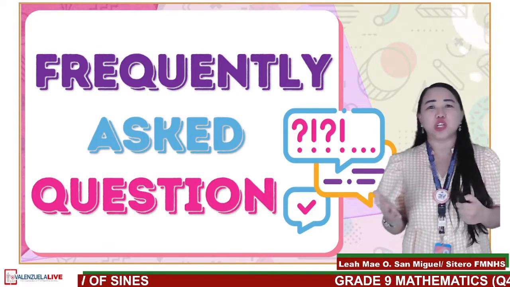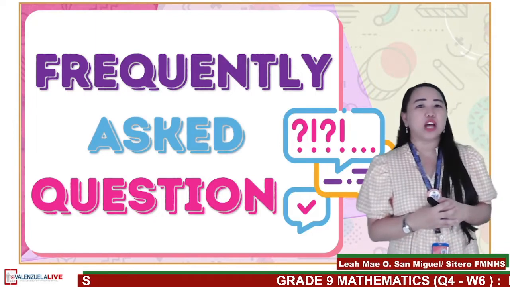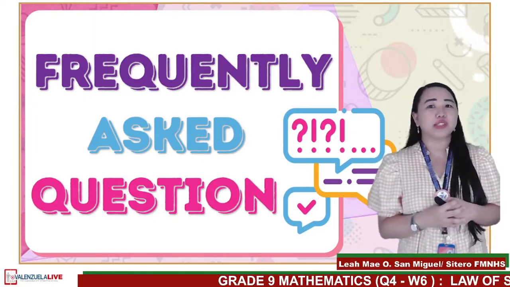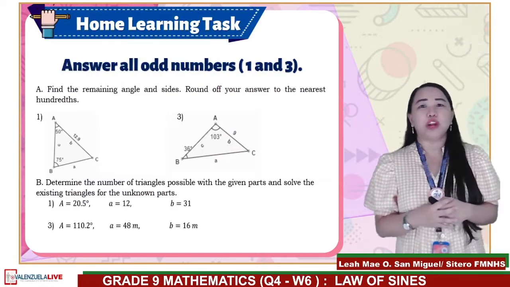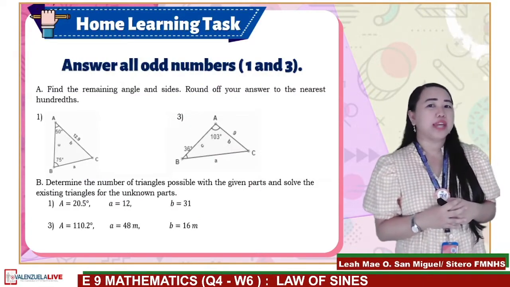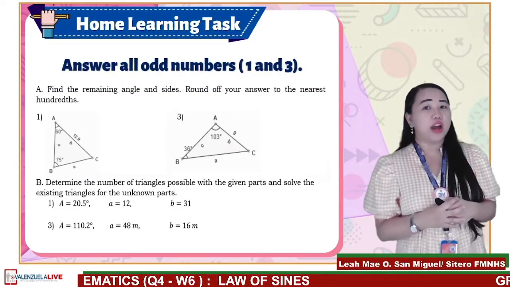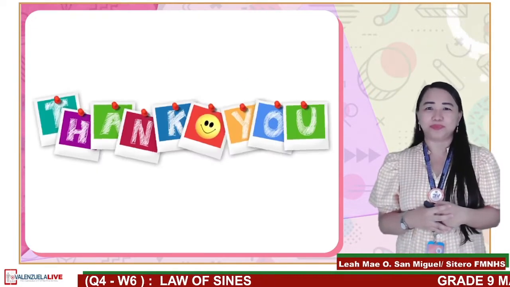For other questions, you may ask your class discussion teacher and he or she will discuss it in your follow-up discussion. For your home learning task, answer Keep Trying A and B, numbers 1 and 3 only.